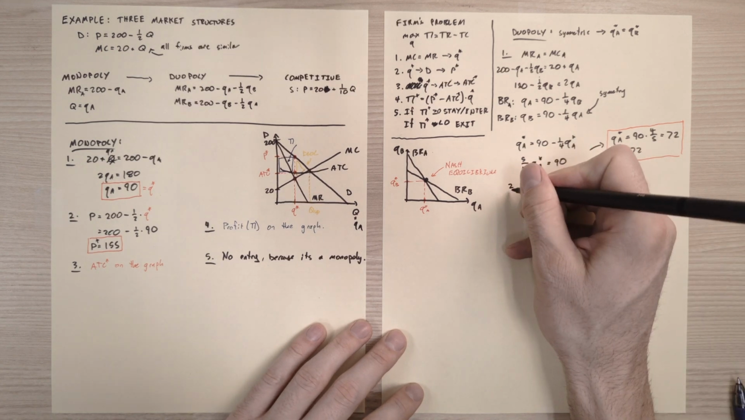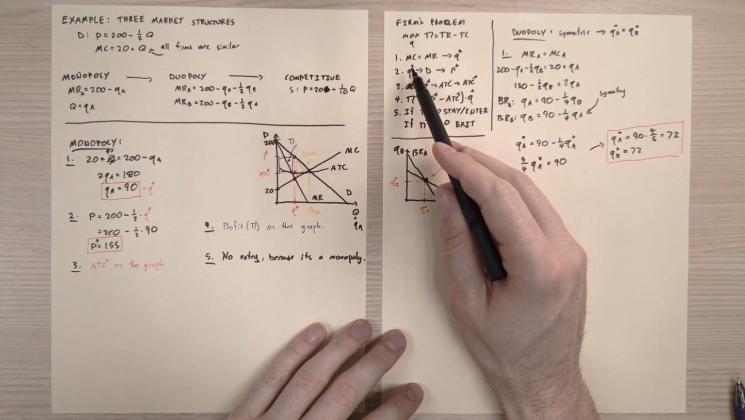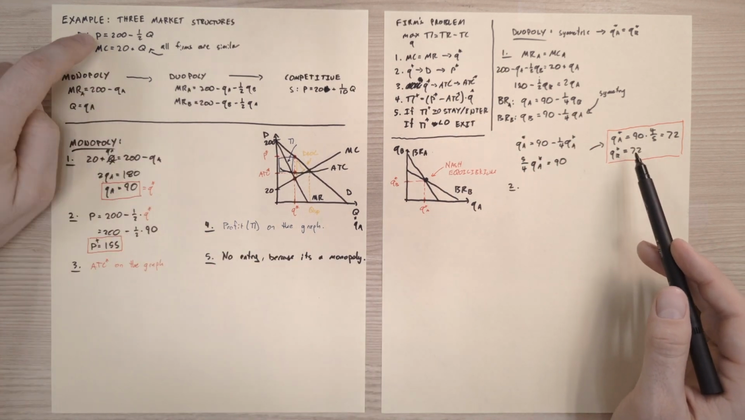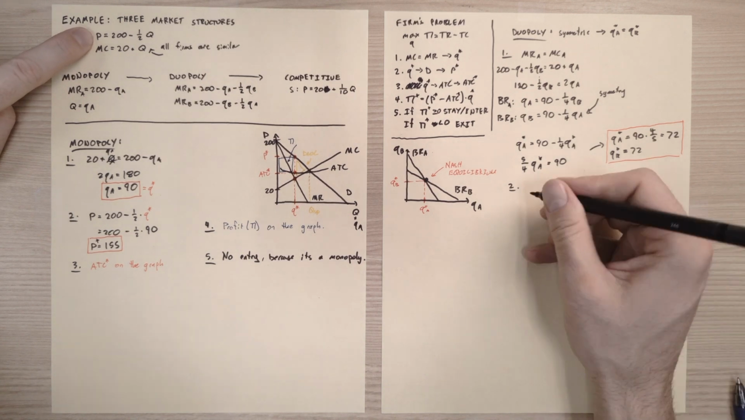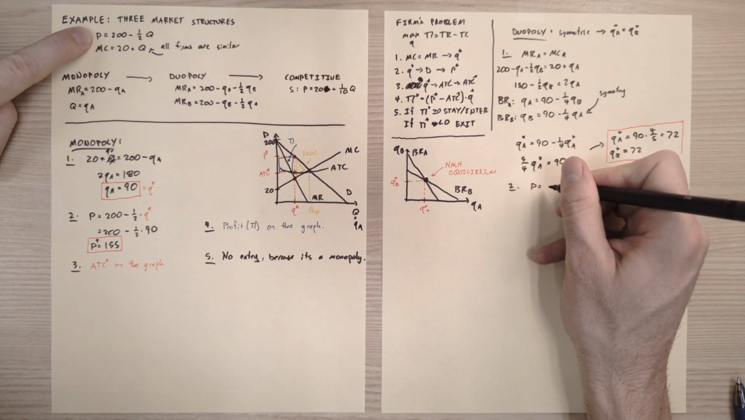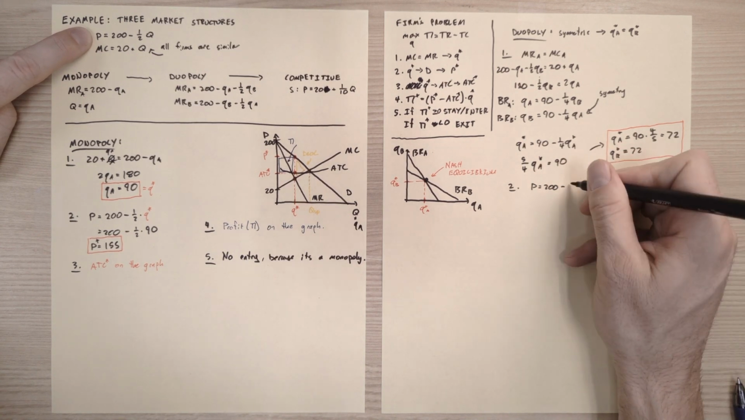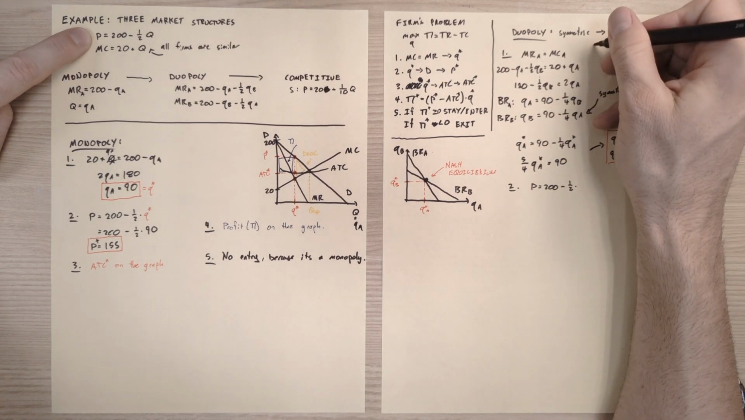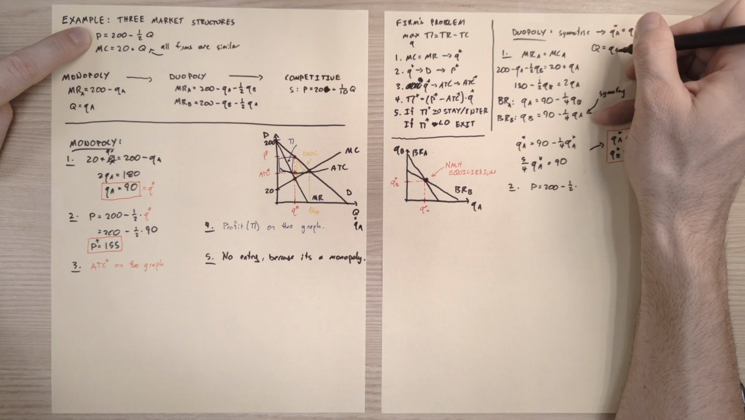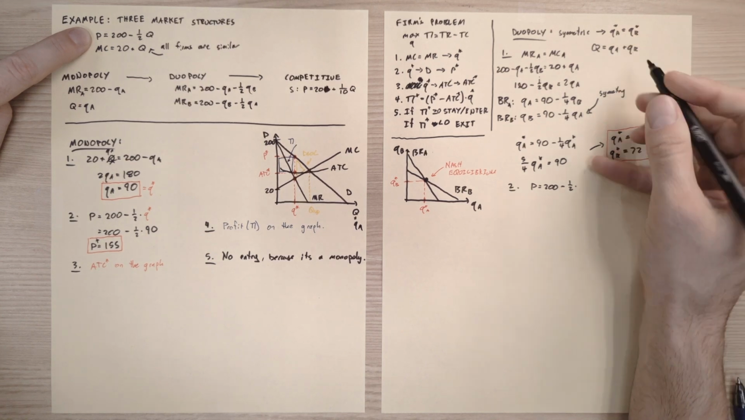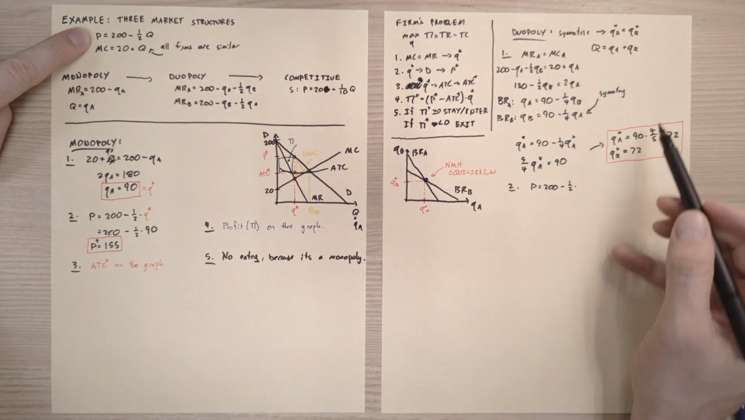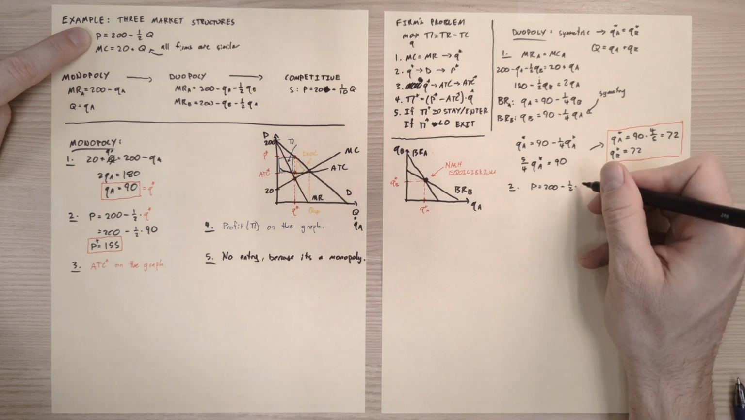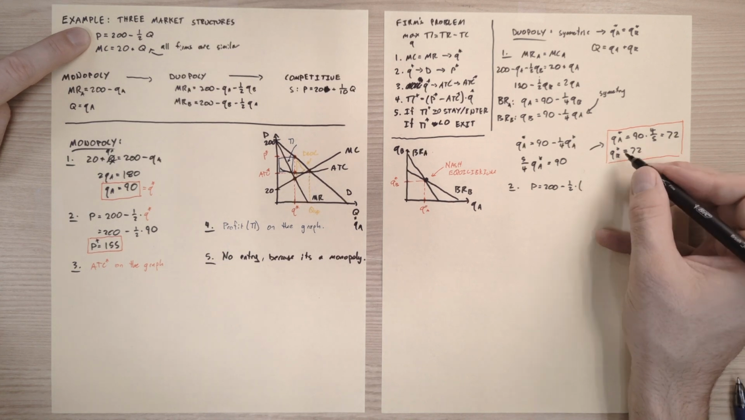Step two is we're just going to take the quantity in the market and plug it into the demand curve. So we have our demand curve. So we have P is equal to 200 minus 1/2 times Q. But in this case, our Q is equal to QA plus QB. Remember, Q is just all of the firms in the market. We have two firms here. So this is QA star plus QB star.